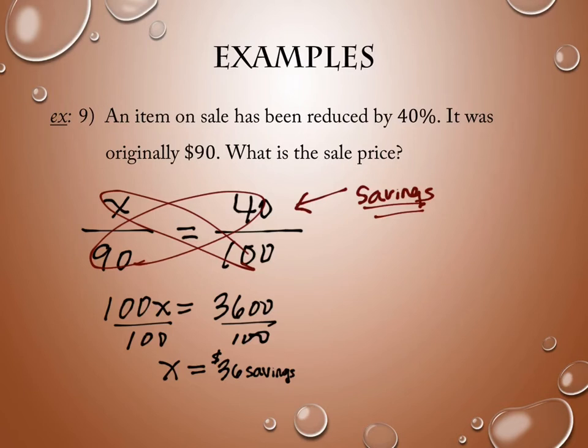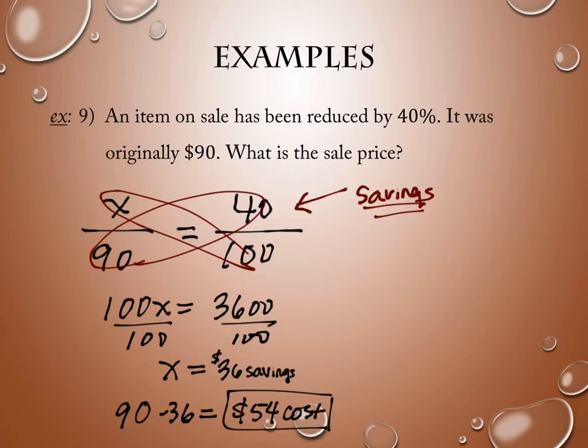So what would I do to get how much it actually cost? It was 90, wasn't it? 90 minus 36 would be $54 is my cost. You don't have to write the word cost, but I just want to make sure I'm clarifying with you.